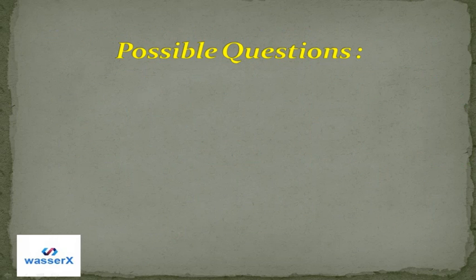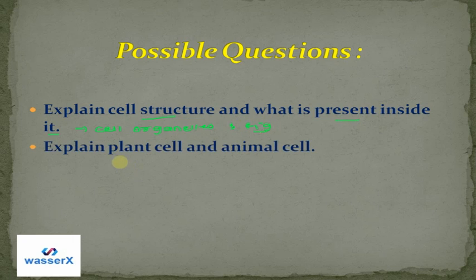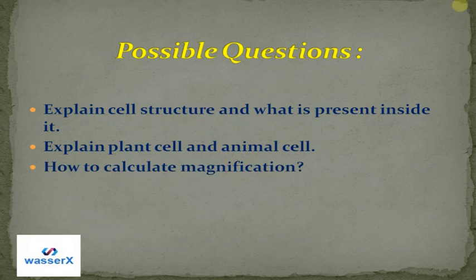Okay. So now let's see the possible questions which have been asked in previous years. First, it can be asked to explain cell structure and what is present inside it. So you will tell what cell organelles are present in the cell and draw their figure, right? Then next, explain plant cell and animal cell. So you will define the plant cell and animal cell first, give their figures, and give the cell organelles present inside the plant cell and animal cell. Next is how to calculate magnification.